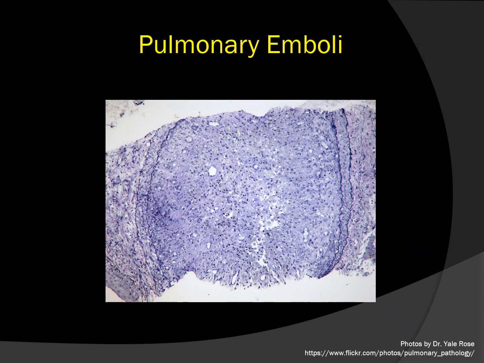So this is an elastic stain of a large caliber pulmonary artery from a patient with a prior pulmonary embolism which has now organized. Within, there are fibroblasts and collagen matrix. You can see that the lumen is totally occluded with organized thrombus.